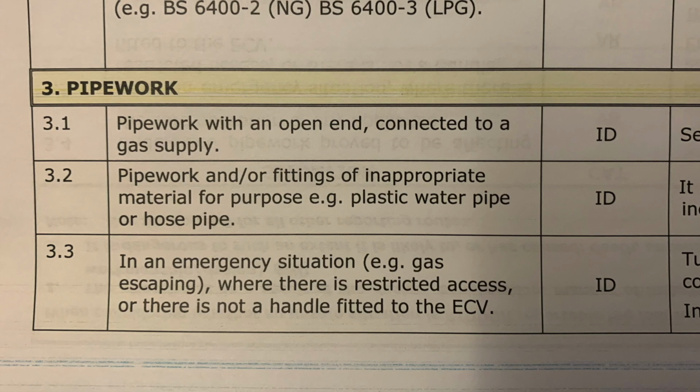Again, this comes under section 3, pipework. Again, it comes under 3 paragraph 2: pipework and or fittings of inappropriate material or purpose, e.g. plastic water pipe or hose pipe. You can see it comes with ID, but would you RIDOR the landlord? Well, technically, yes, you should be RIDORing the landlord, because it's incredibly dangerous and he's going around doing gas work.